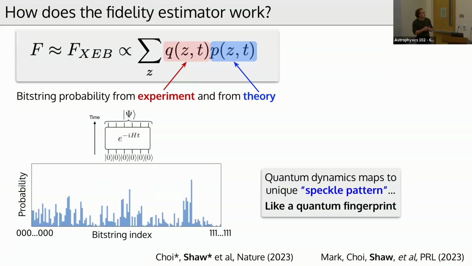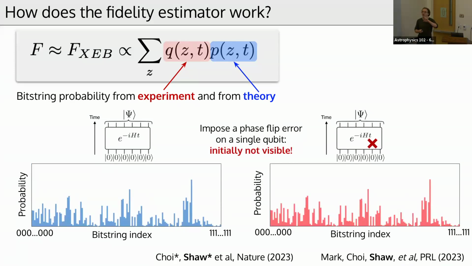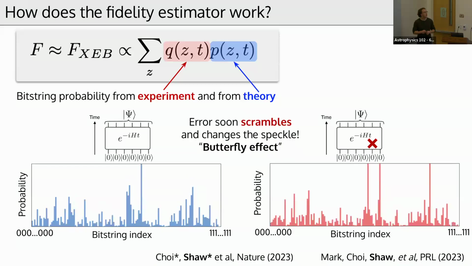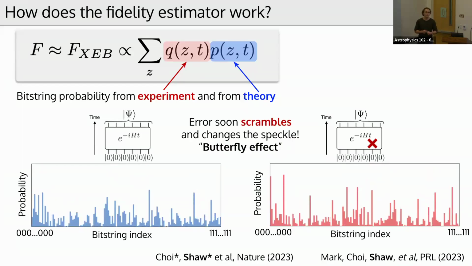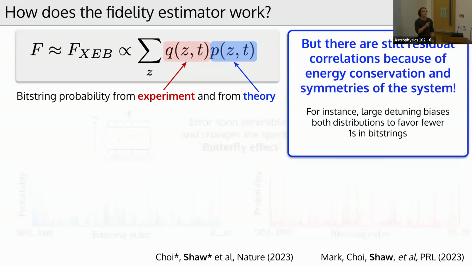We can see that because now, if I copy over my state, but apply a phase flip error on a single qubit, initially that does not change the distribution because it's invisible in the computational basis. But if we continue the evolution, after a very short amount of time, these distributions become entirely distinguishable. You can think of this as a quantum butterfly effect, where small changes in the state in terms of errors lead to large changes in the output distribution. And this means that we can look at cross correlation between these two different distributions as a very good estimator of fidelity.